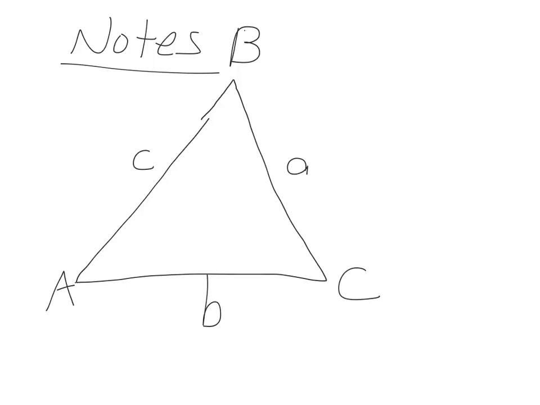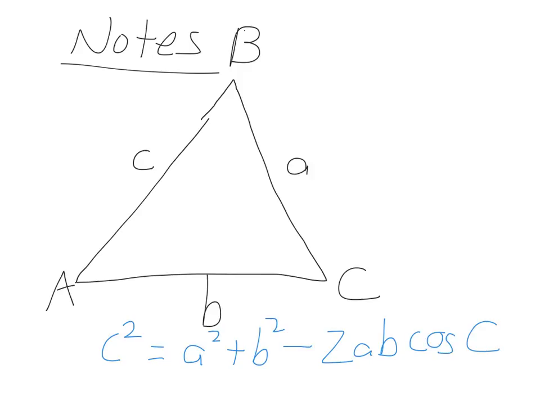and then side C. Alright, so the length of side C squared is equal to A squared plus B squared minus twice the two other sides besides C, say A and B, multiplied by the cosine of angle C.